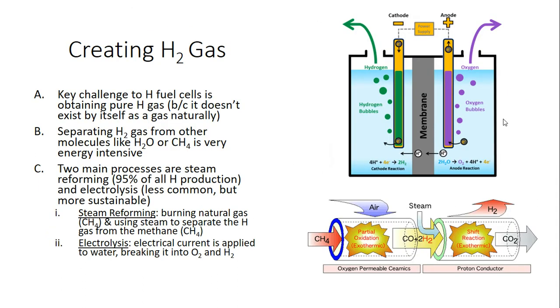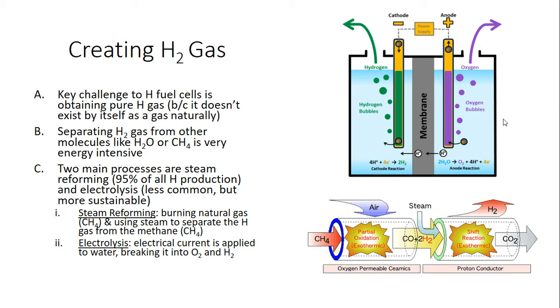Now, I remember I said part of the issue with using hydrogen fuel cells is being able to isolate the hydrogen gas. Separating hydrogen gas, we usually take it from either water or maybe even methane, CH4. Two processes used to isolate that hydrogen gas are steam reforming and electrolysis.